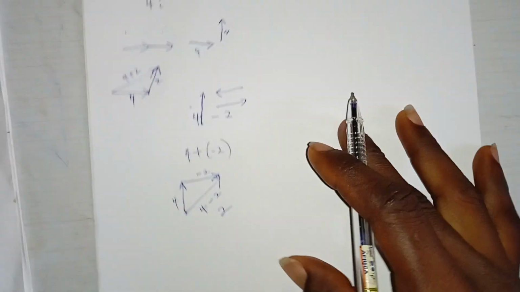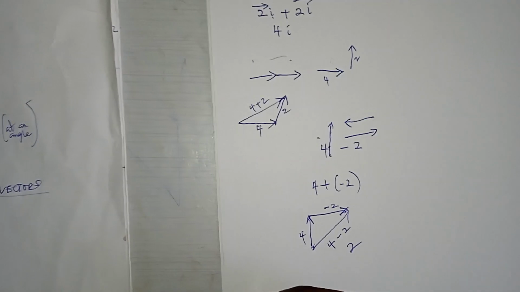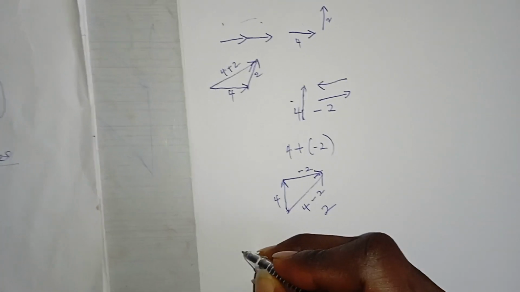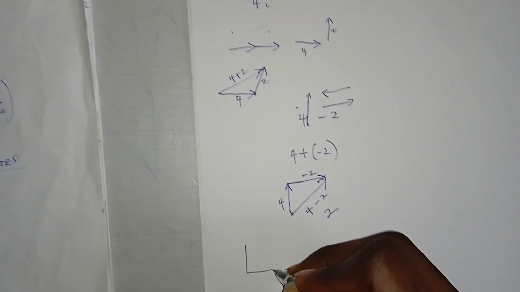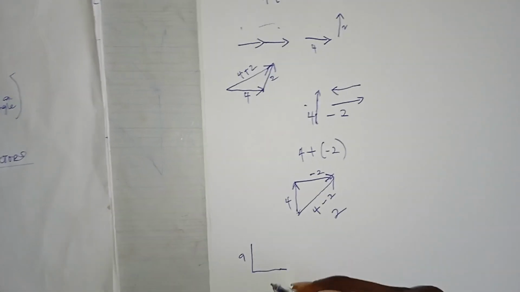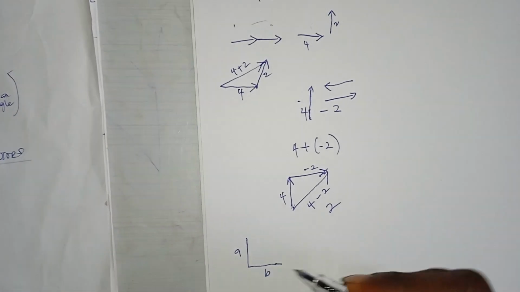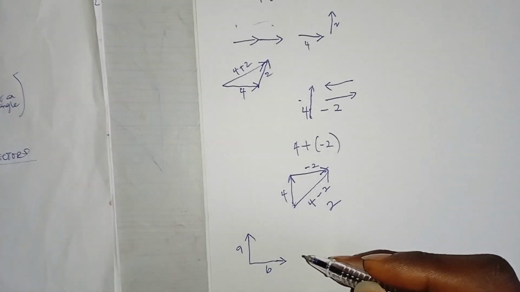So this is for the triangle method. And what does the triangular method say? The triangular method states that two vectors A and B can be found using the two sides of a triangle.